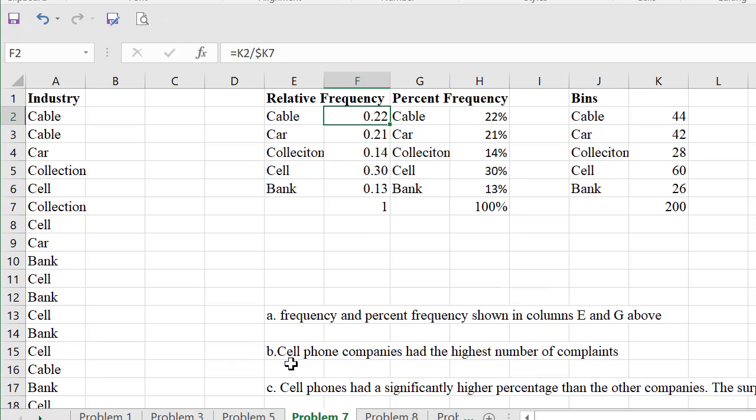So the main thing here is I'm looking for these percentages. Also that cell phone companies had the highest number of complaints. So if you got all that, you got all the points. Otherwise, you missed a half a point or more depending on how much of the problem you completed.